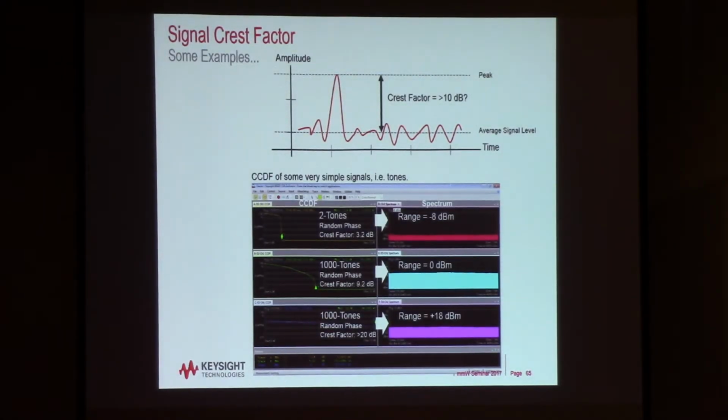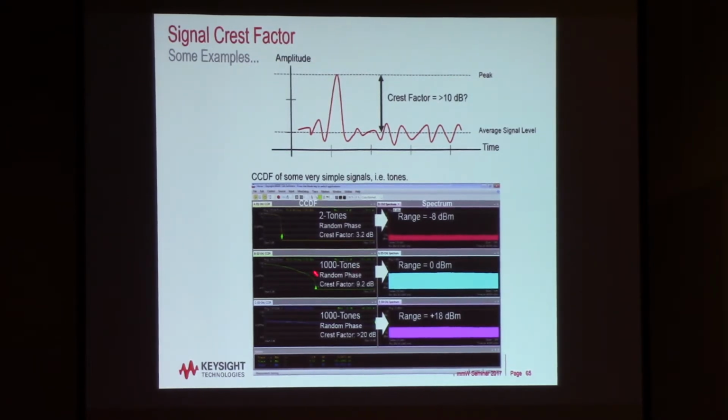So just a quick test that I did with the VSA software is I measured some tones. I took a very simple two-tone test signal with random phase, and that had a crest factor of 3.2 dB, so very small. So the CCDF curve basically is way over here on the left. And you see that the range I set on the analyzer for that particular measurement was around -8, the attenuation on the analyzer to avoid clipping that signal.